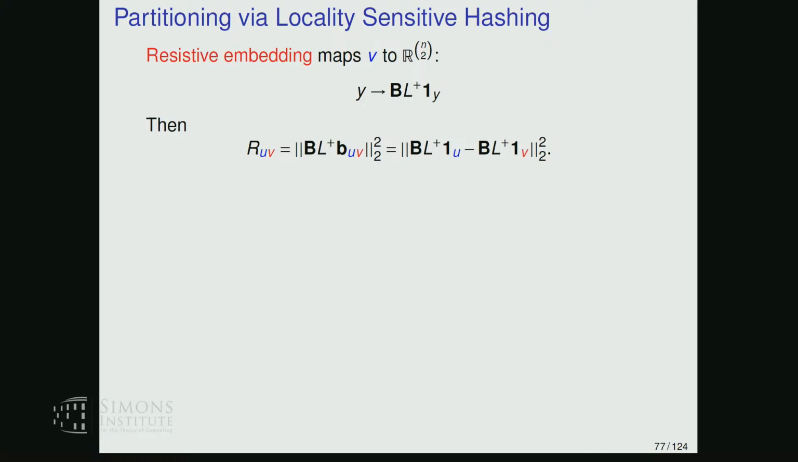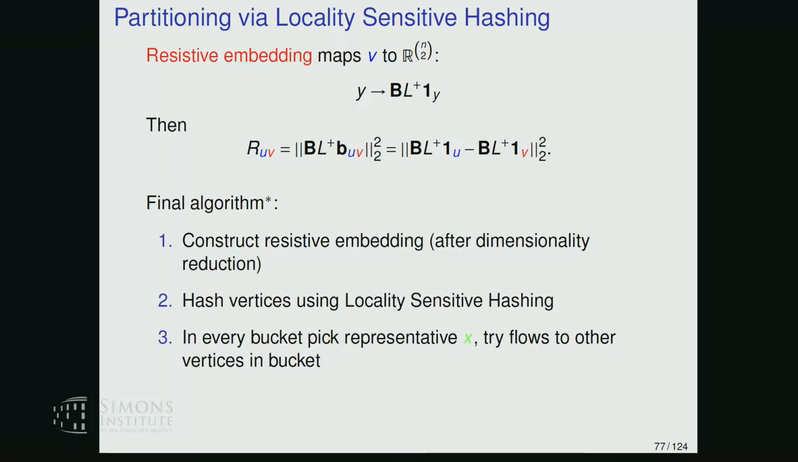The resistive embedding, I'm not sure Sushant covered that, but basically, the resistive embedding is a map that sends vertices of any graph into Euclidean space, and choose two-dimensional Euclidean space, such that the effective resistance between U and V is the square of the Euclidean distance between these vertices. So it's great that effective resistance is the square of a Euclidean metric.